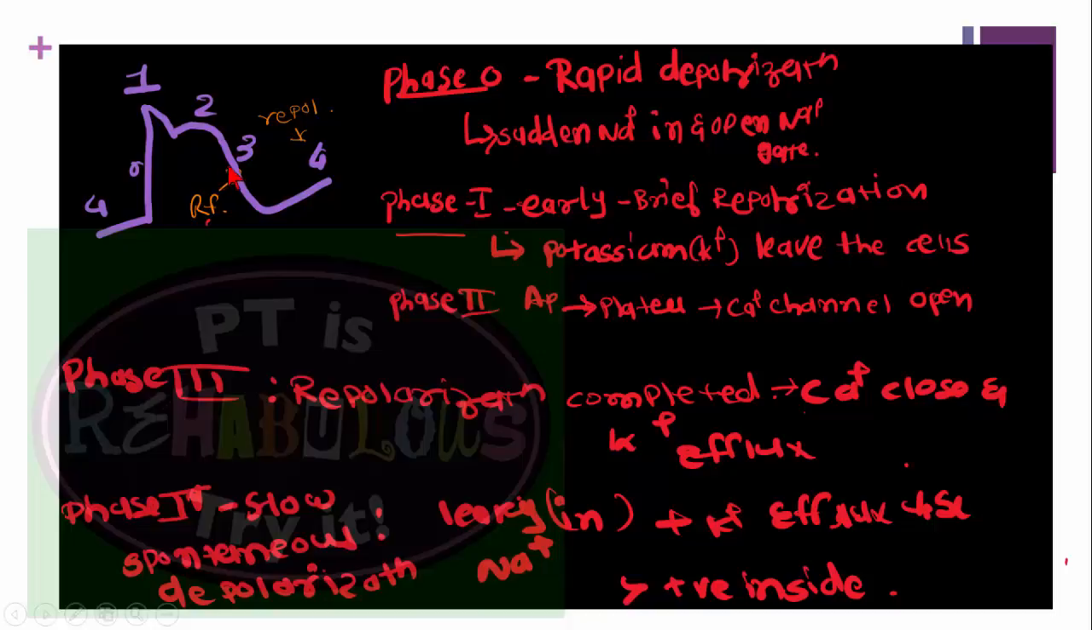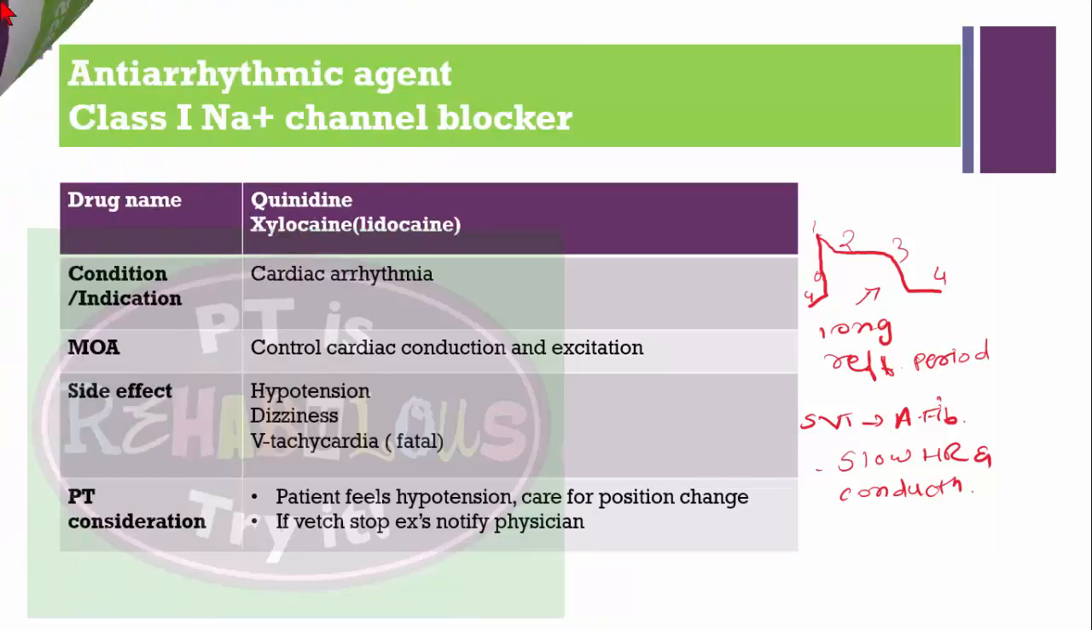In phase 3, repolarization is completed, the calcium channel is closed and potassium efflux occurs. In phase 4, slow spontaneous depolarization occurs: the sodium leaky channel is open and potassium efflux is decreased, so the cell inside becomes more positive, which leads to the spontaneous depolarization. All of this is important because we are going to learn about cardiac medications.